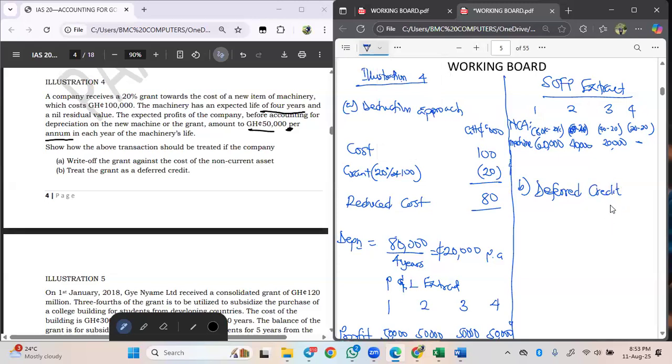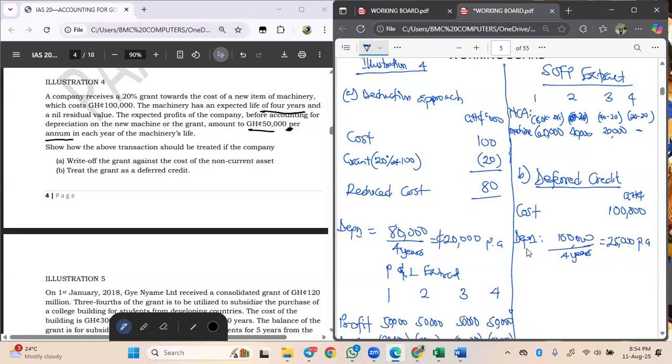So deferred credits. With the deferred credit, we said the depreciation will be charged on what? Deferred credits, sorry. It's on the cost itself. Yes, so here the depreciation will be on the cost. So 100,000 divided by the 4 years, the useful life. We have no residual value, so it is 25,000 per annum. I hope you understand.